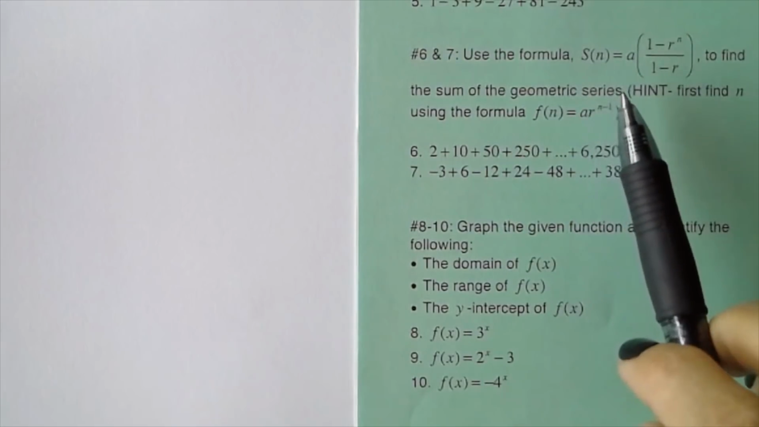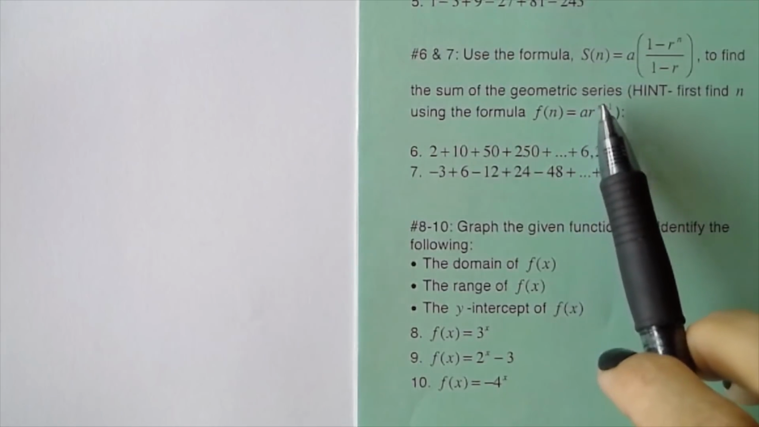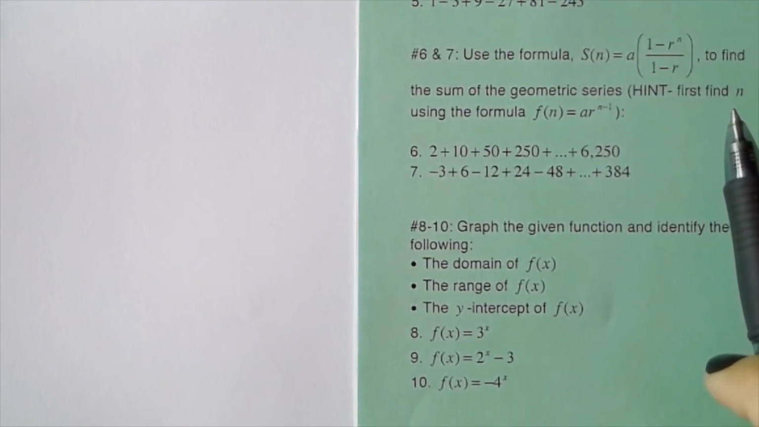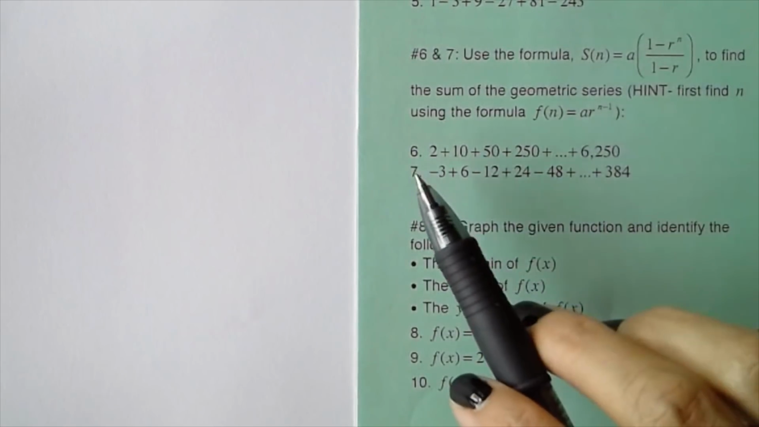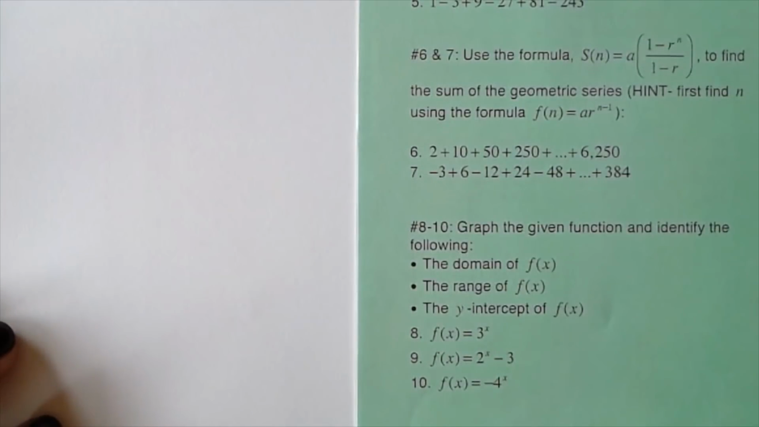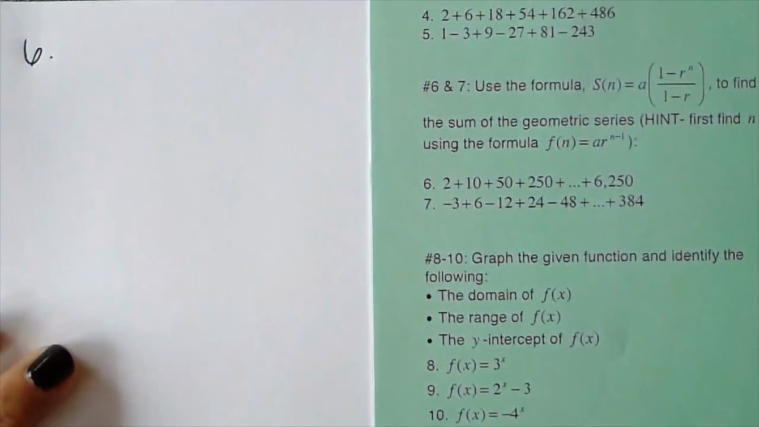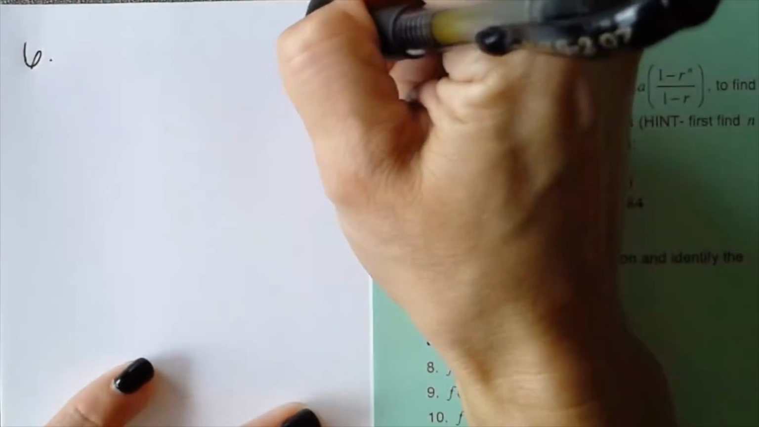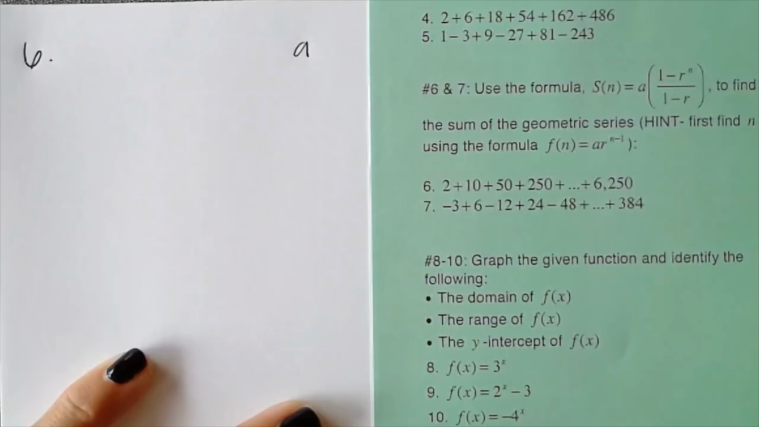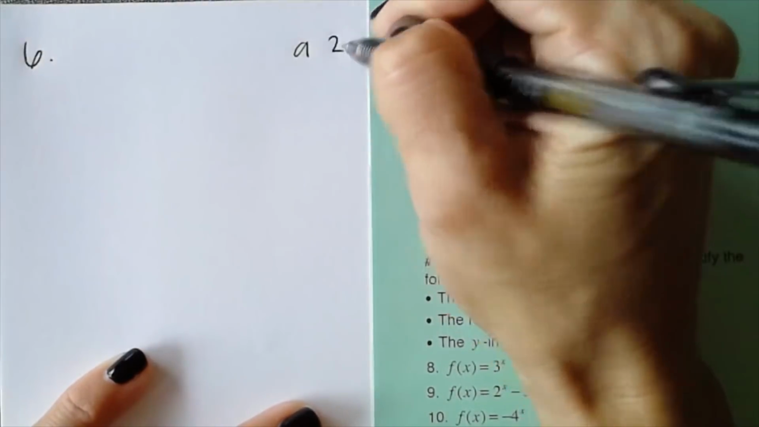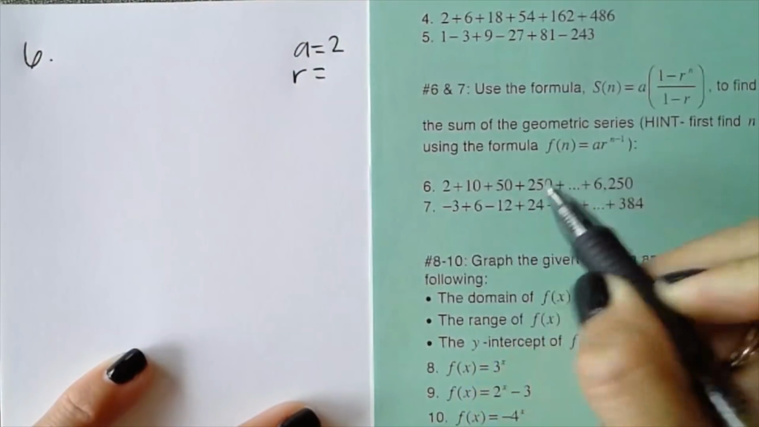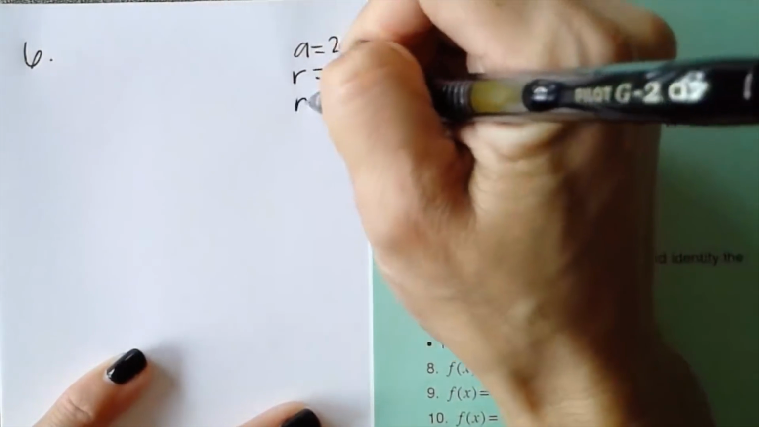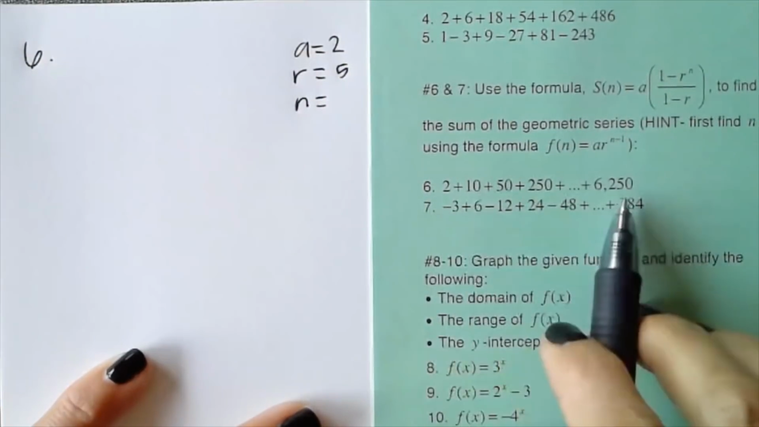For number 6, we're going to find the sum, again, of the geometric series, but the problem says, hint, first find n using the formula f of n equals a r to the n minus 1. So for number 6, the first thing I want to do is identify a, r, and n. So a is our first term, so our first term is 2. R is the number we're timesing by every time, so you can see that that's 5. And n is the total number of terms, but that's what we're going to solve for.